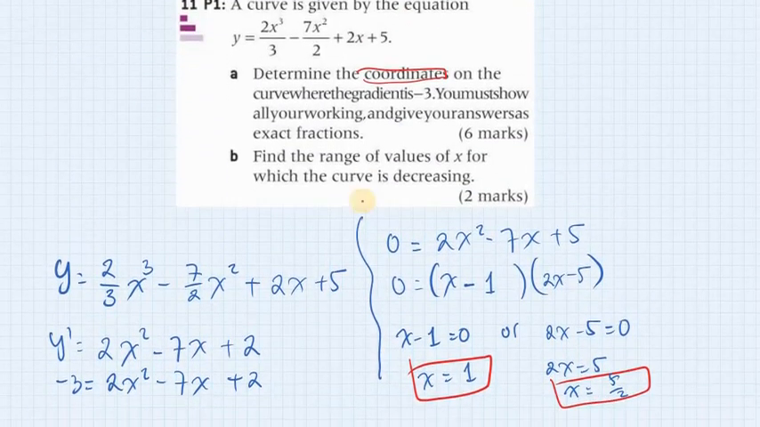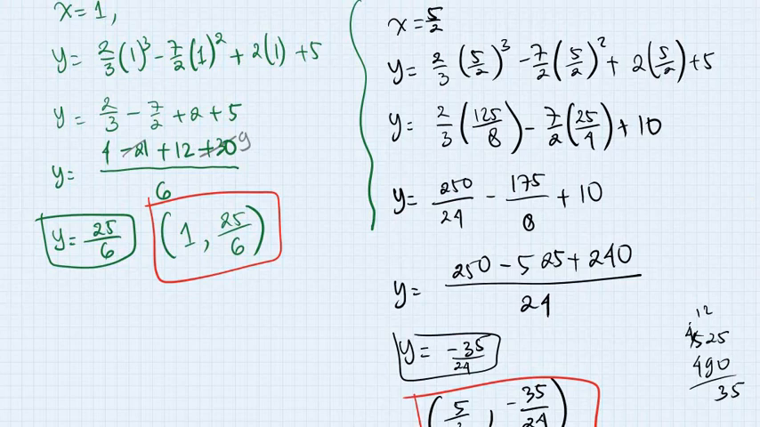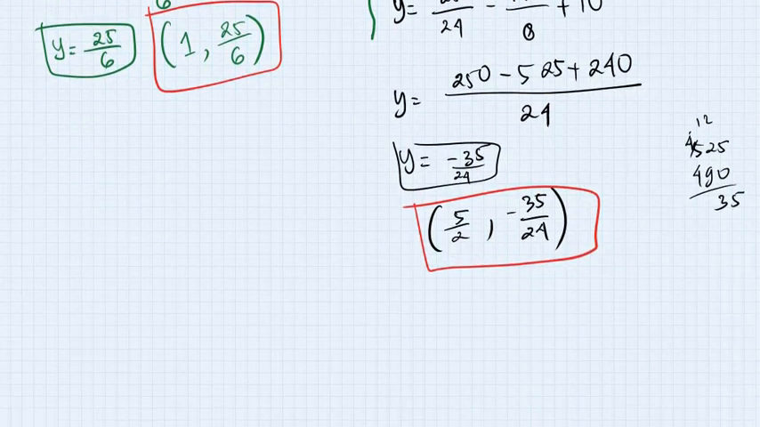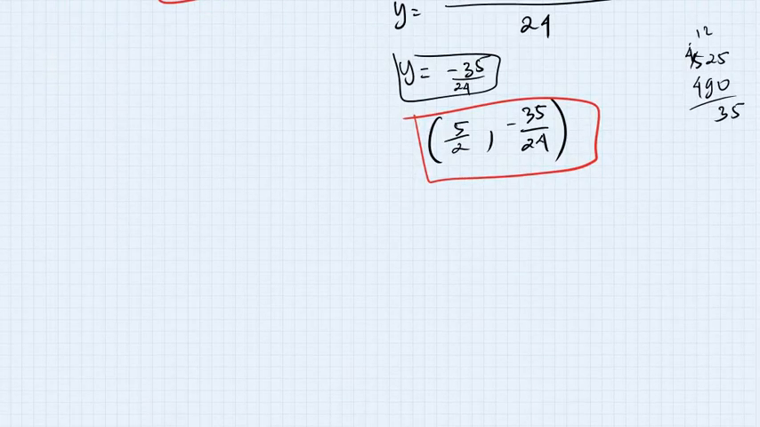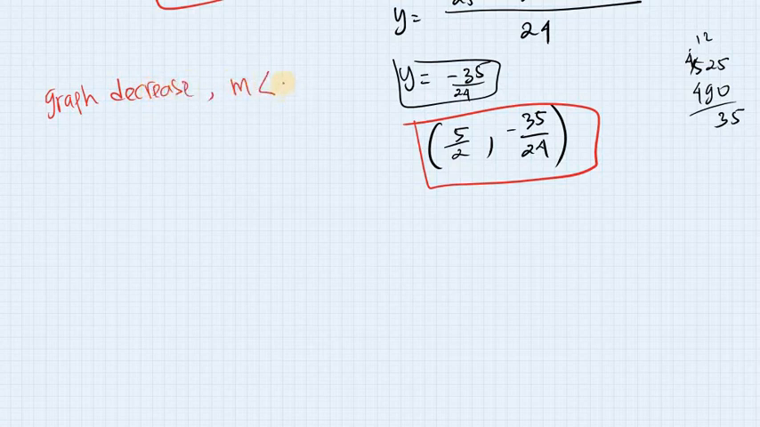B. Find the range of x for which the curve is decreasing. So the curve is decreasing, it means the gradient is negative. So the gradient is less than 0. Let's put the note here. So the graph decreases, so the m should be less than 0.